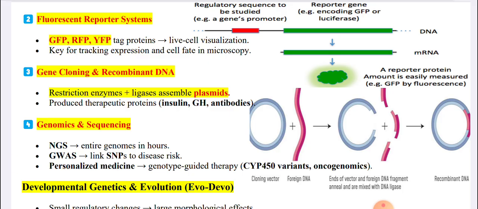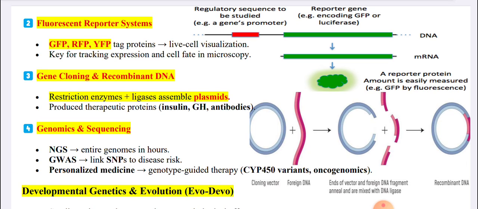When the cell makes your protein, it now has this fluorescent tag attached. So you can watch it under a microscope. You can literally watch it in living cells and organisms, see where the protein goes, when it's expressed, who it interacts with. It allows us to visualize cellular processes and track cell fate in real time, indispensable for developmental biology and cell biology.